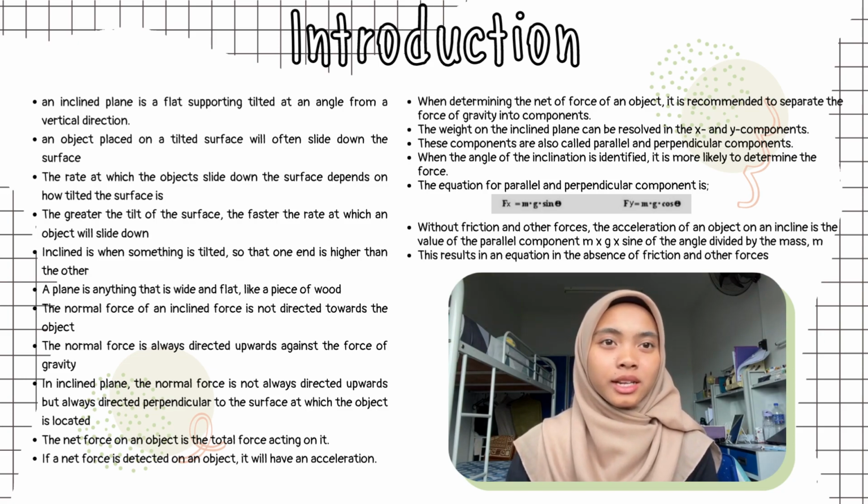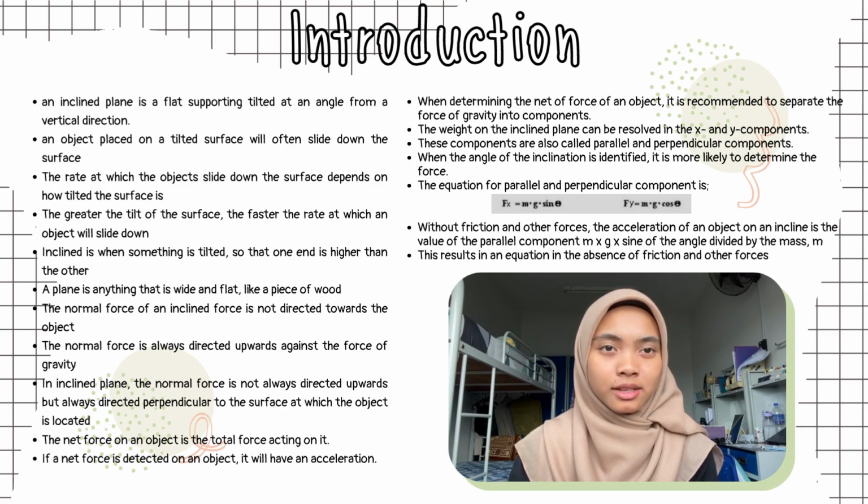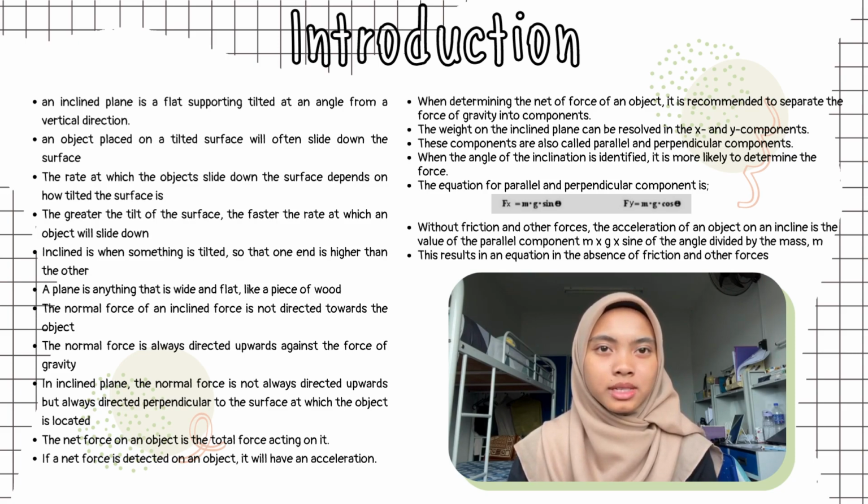Without friction and other forces, the acceleration of an object on an incline is the value of the parallel component, m times g times sine theta, divided by the mass. This results in an equation in the absence of friction and other forces.